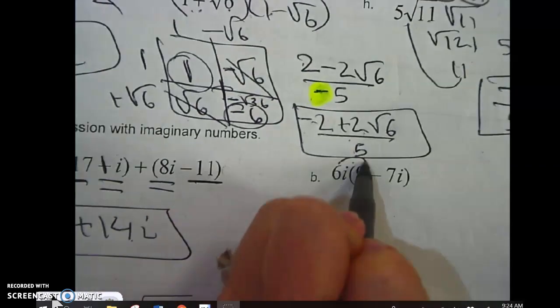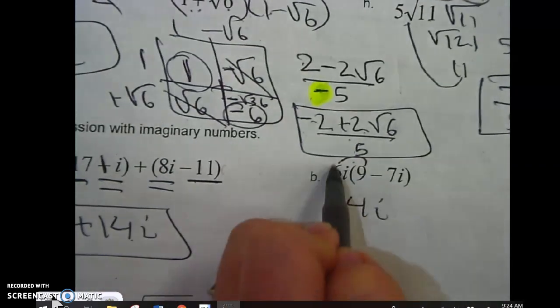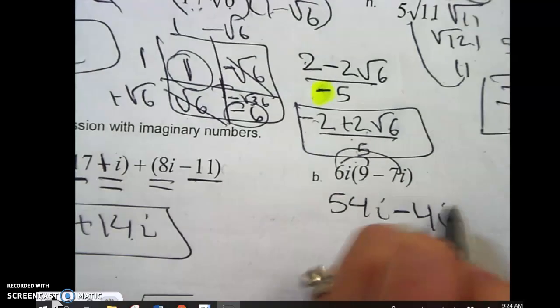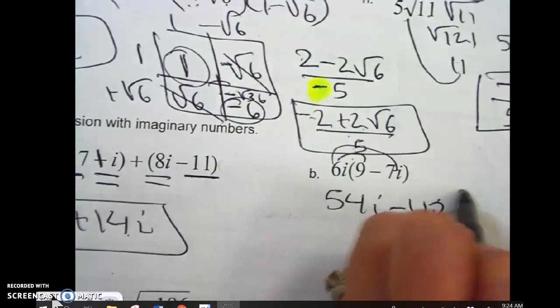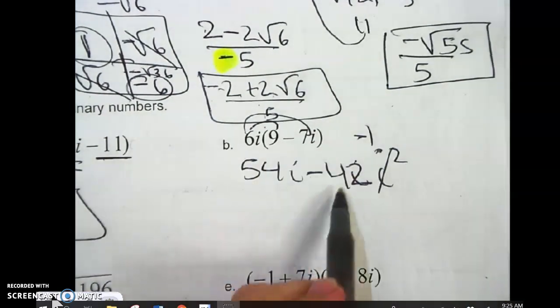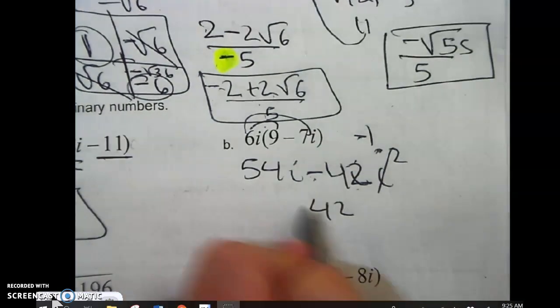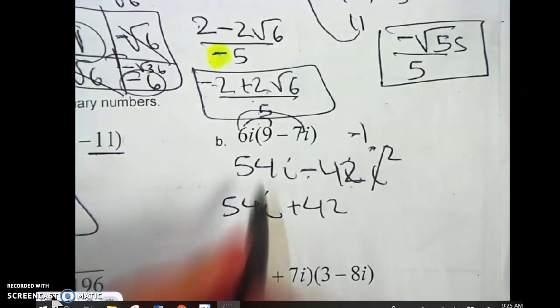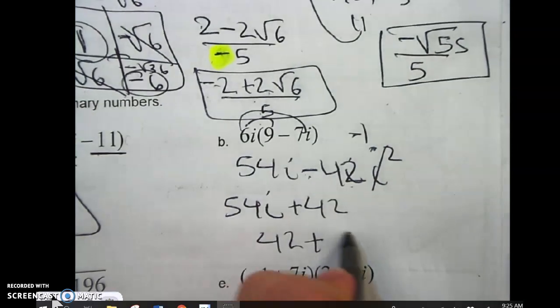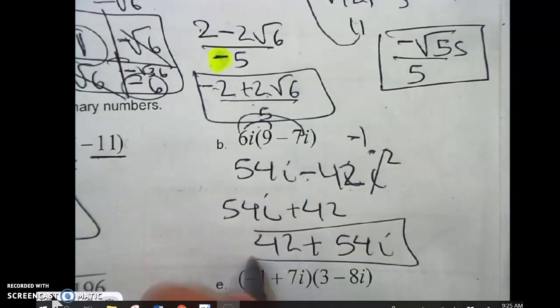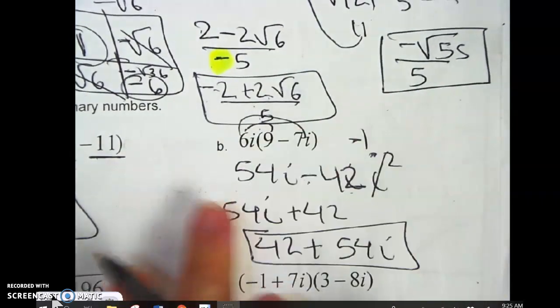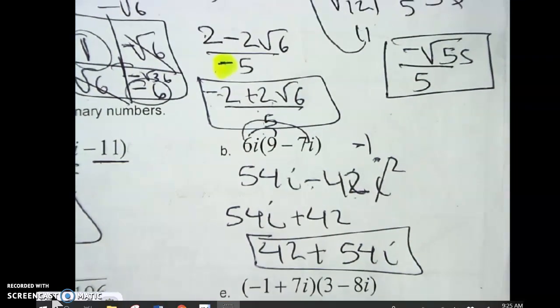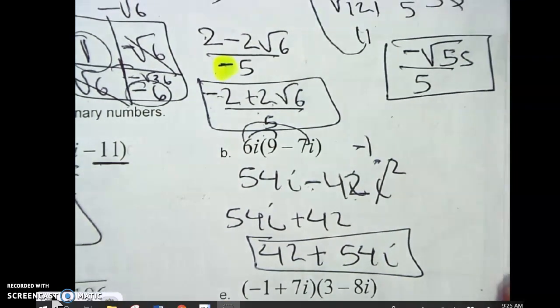Next one, multiply. Oops, 42 i squared. i squared is negative 1 times negative 42 is positive 42. And then that's not in standard form, so I move the order: 42 plus 54. Okay? If some of you can go straight from this step to this step, that's fine, but just be careful because that's when we make silly mistakes.